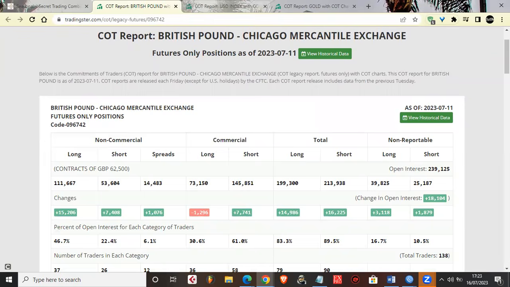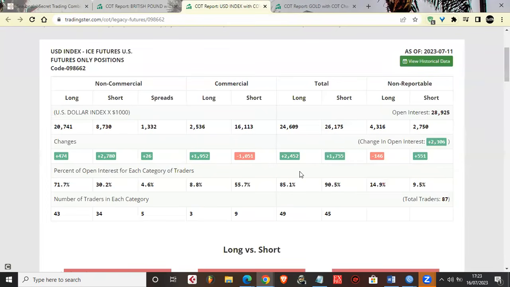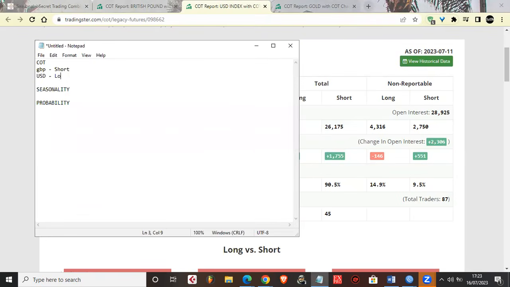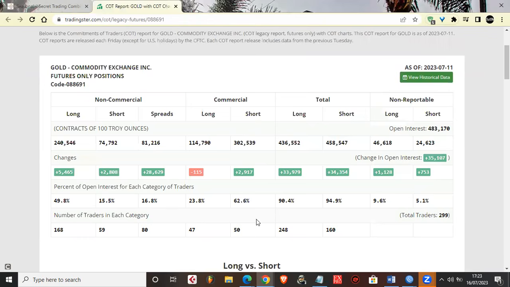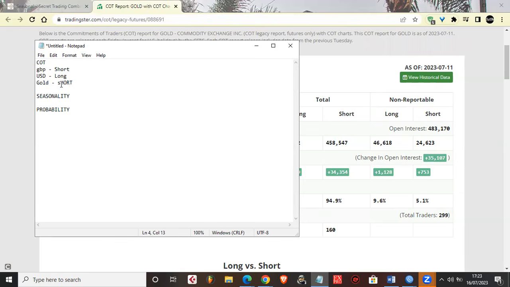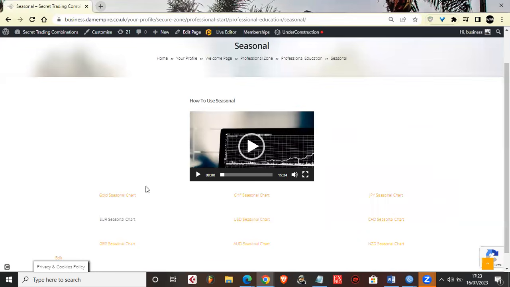Then next in line is USD. I've pre-selected these assets, and from what I'm seeing, USD looks like it's going to go long. So we're going to go USD. I'm just going to close that, I don't need that anymore. And then we have gold, which is going short. You just see that right here. Now we've only been a few minutes into this analysis and we're practically almost done. The next thing we need to do is go and check the seasonality chart and see if it's in alignment.